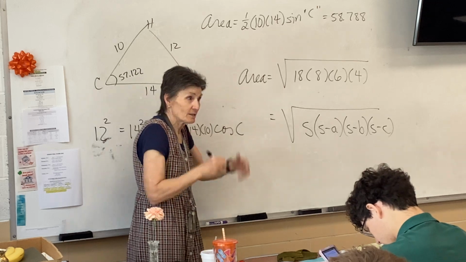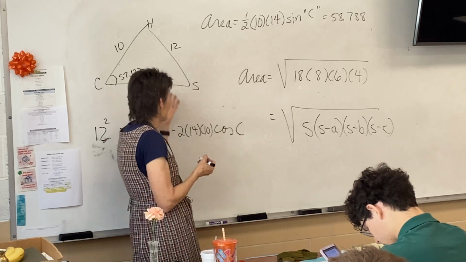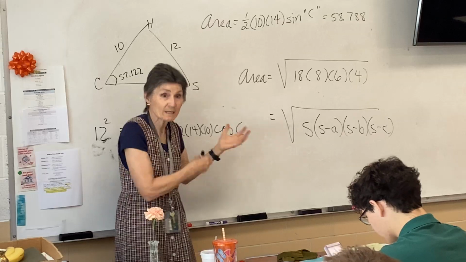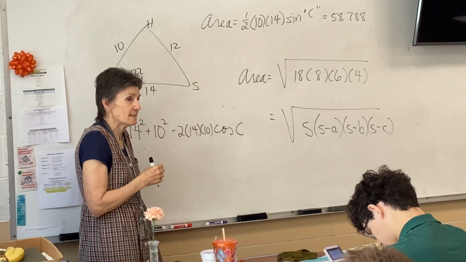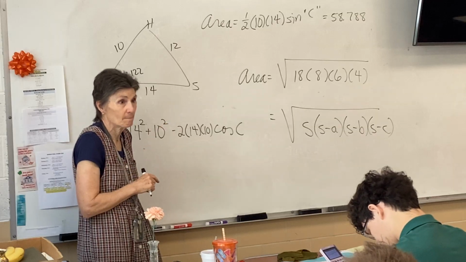And you just multiply them again and take the square root, which is a whole lot easier than finding the angle. Now we can do it this way, we did it. But Hero's Formula is a really handy thing to have in your back pocket.